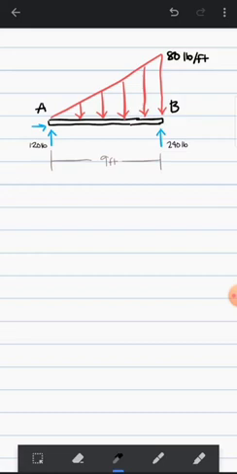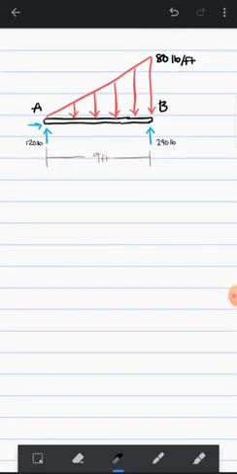If it is a horizontal force, it would only cause axial effects in the beam, either compression or tension, but not actually the shear and bending. So now, without much talk, let's proceed.